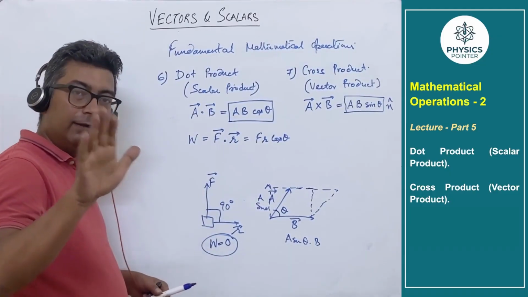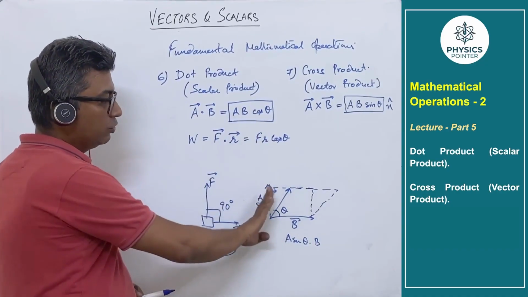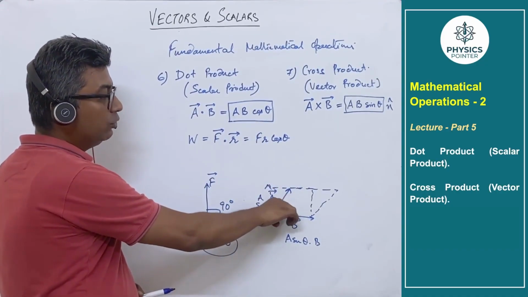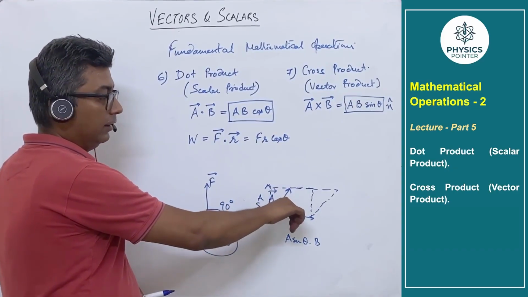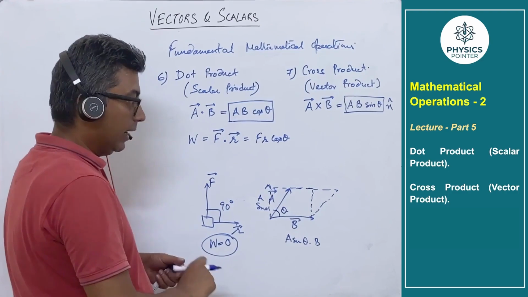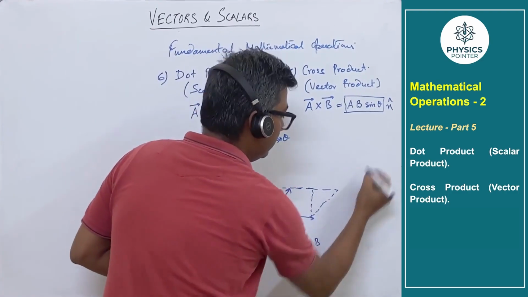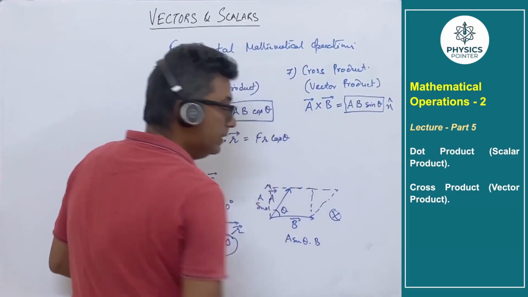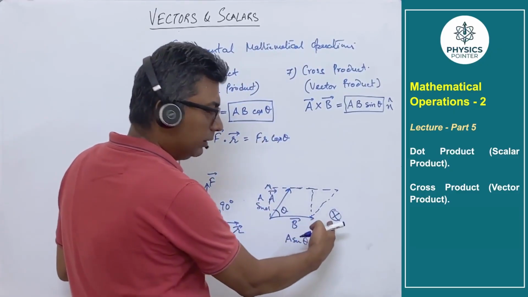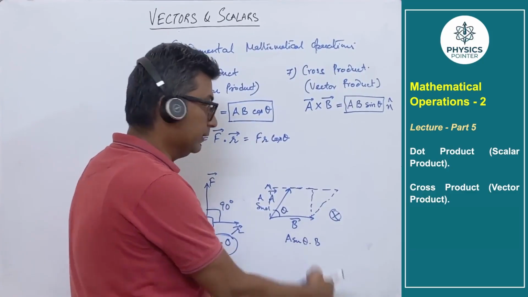There is a right hand thumb rule. Point your four fingers towards A and curl them towards B. The direction of the thumb will give you the normal vector. That means the normal vector in this case is pointing inside. What did I just do? I did a cross, right? I'll show you what it is.